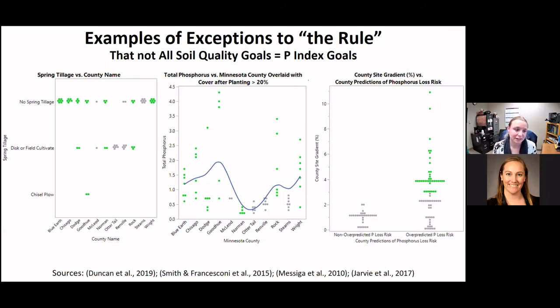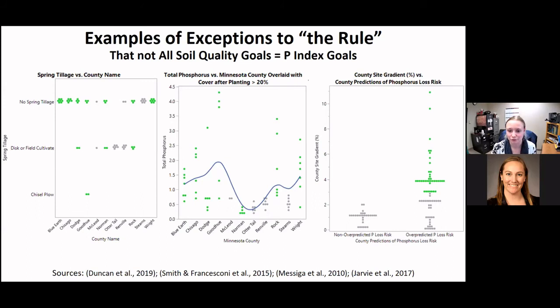So three things that could be overpredicting phosphorus loss risk based on the current MNPI model. Some of these things are surprising. We can see it with no spring tillage. We can see it with cover after planting even being high. We can see it with gradient change. So I wanted to include those three here to talk about that.